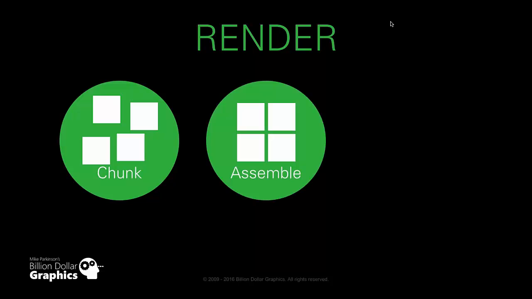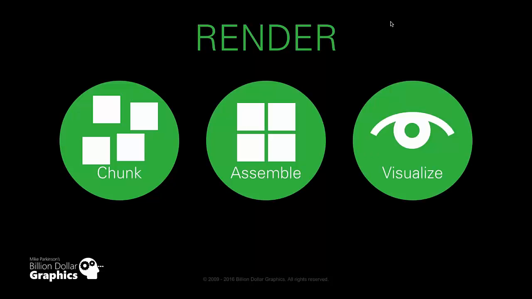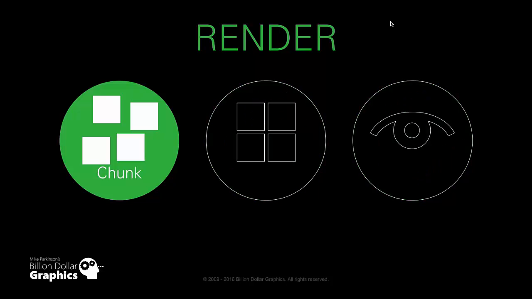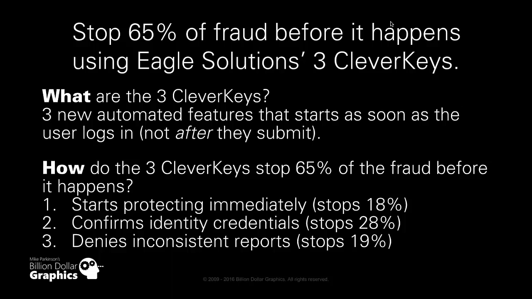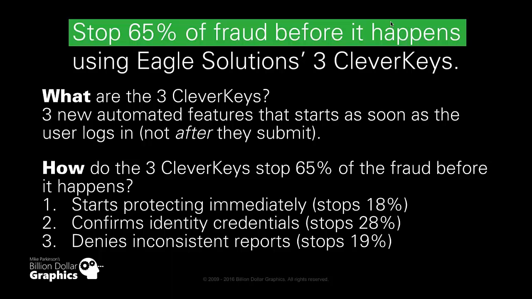So now we have to render it. Well, there's 3 pieces to rendering it. First, we need to chunk it, then we need to assemble it, and then we visualize. What I mean by chunking is that we must break the information into bite-sized, digestible morsels that our audience can digest, can eat, can assimilate.